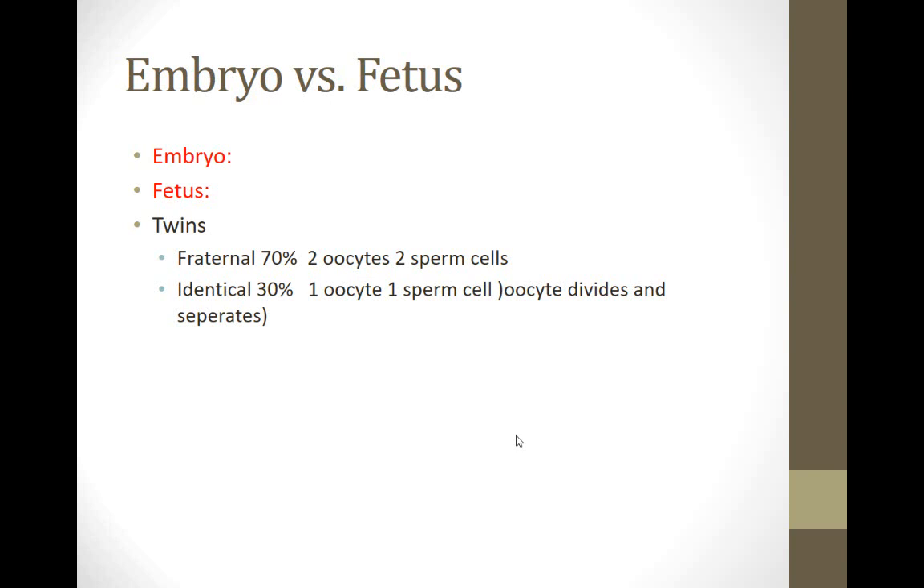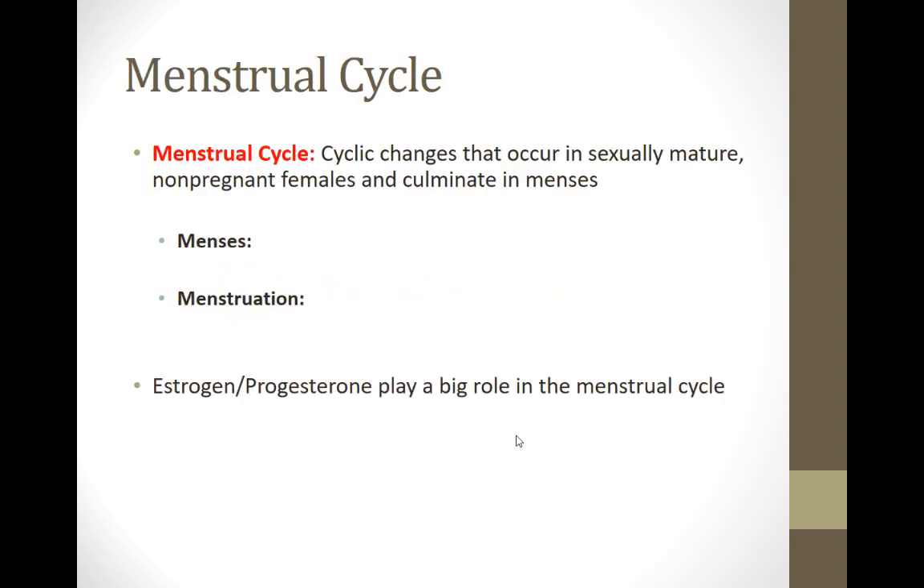And now we're going to go into our last little component here, which is kind of the bigger component of this unit, which is the menstrual cycle. And these are the cyclic changes that occur in sexually mature, non-pregnant females, and it culminates in what we call a menses. Okay, and so you're not going to see the word period on here. We don't use that. But these words, menstrual cycle, menses, menstruation, they all seem like they could mean the same thing when they don't. Okay, so let me give you some definitions.